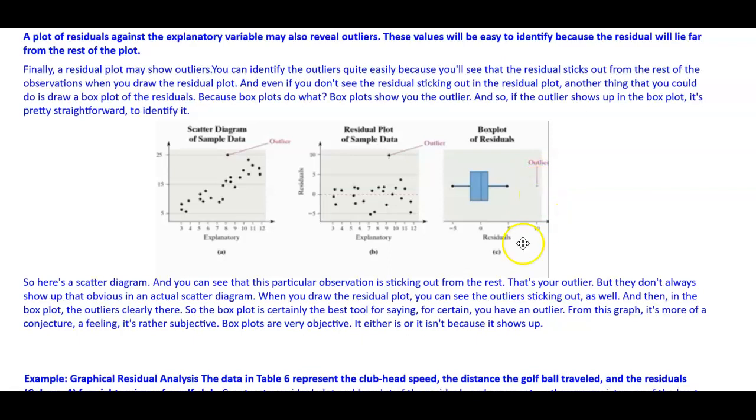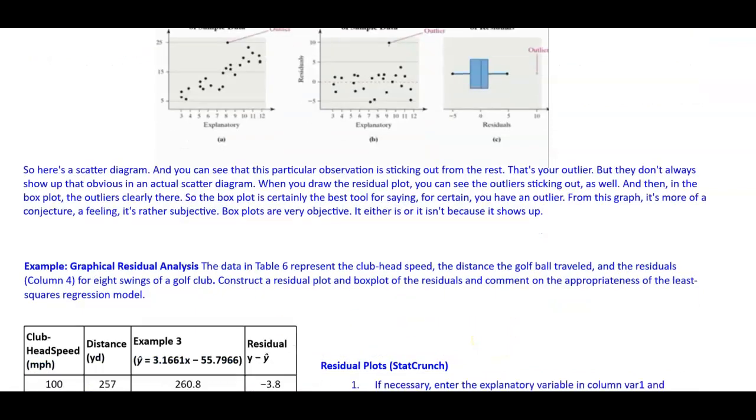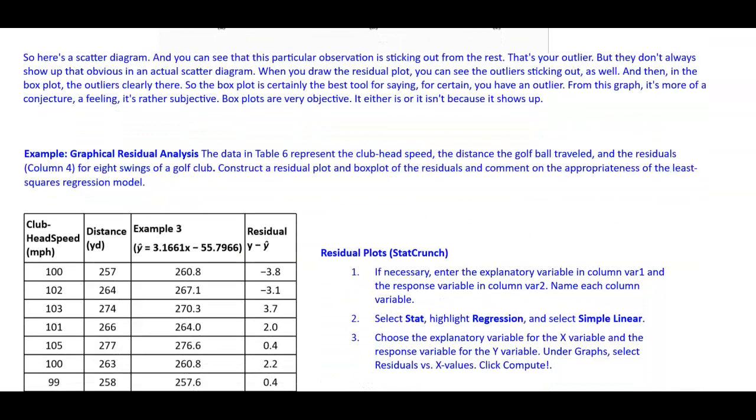You can see that. So the box plot is certainly the best tool for saying for certain you have an outlier. From this graph, it's more of a conjecture, a feeling. It's rather subjective. Box plots are very objective. It either is or it isn't because it shows up. Okay, let's take a look at an example here.